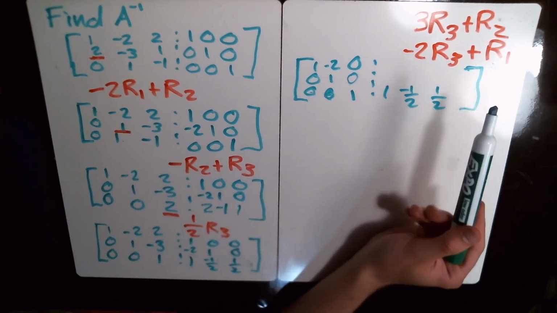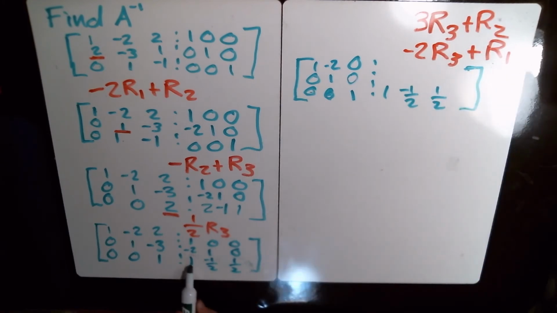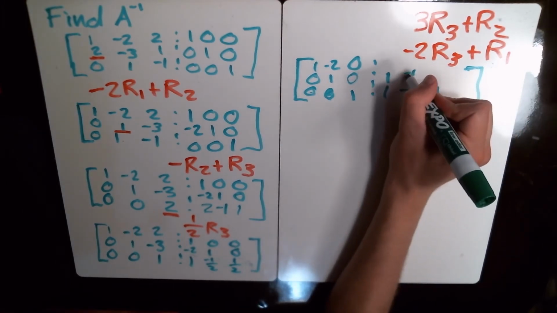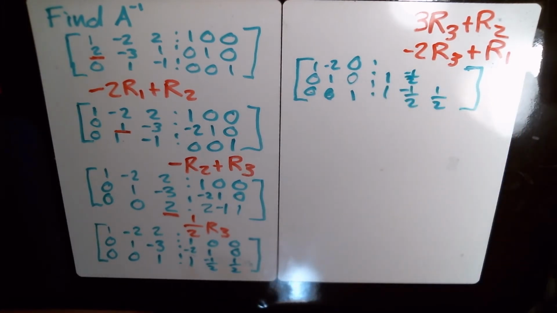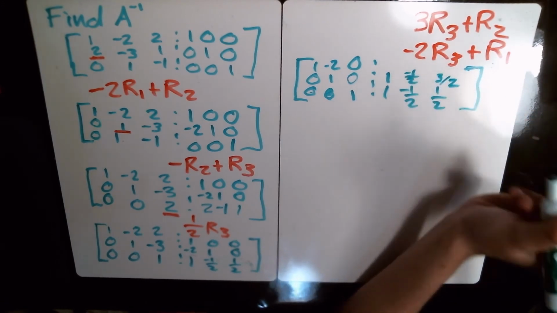So I'm doing 3 row 3 plus row 2. So 3 times 1 is 3 plus -2 is 1. 3 times -1/2 is -1.5. Added to 1 is -0.5, so -1/2. 3 times 1/2 is 3/2 plus 0 is 3/2. Okay.